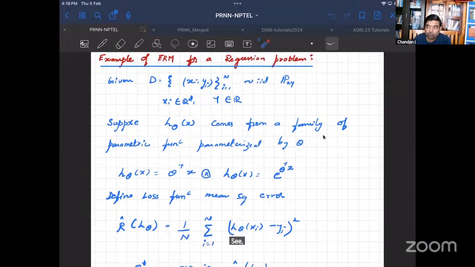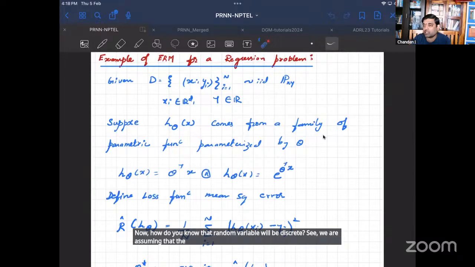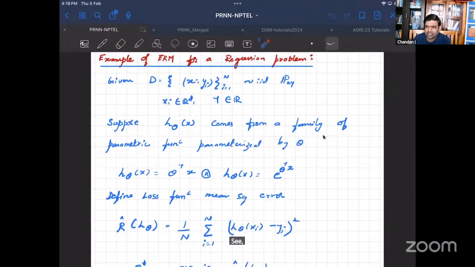See, we assume that the data is, most of the time, from a continuous distribution. That's our assumption. For example, let's take a sample X-ray image. Now, how do you know that the random variable will be discrete? We are assuming that the labels preferably are discrete, and the images are from a continuous random variable. Assuming X-rays as a discrete random variable is not a good idea. But yeah, I answered that question.